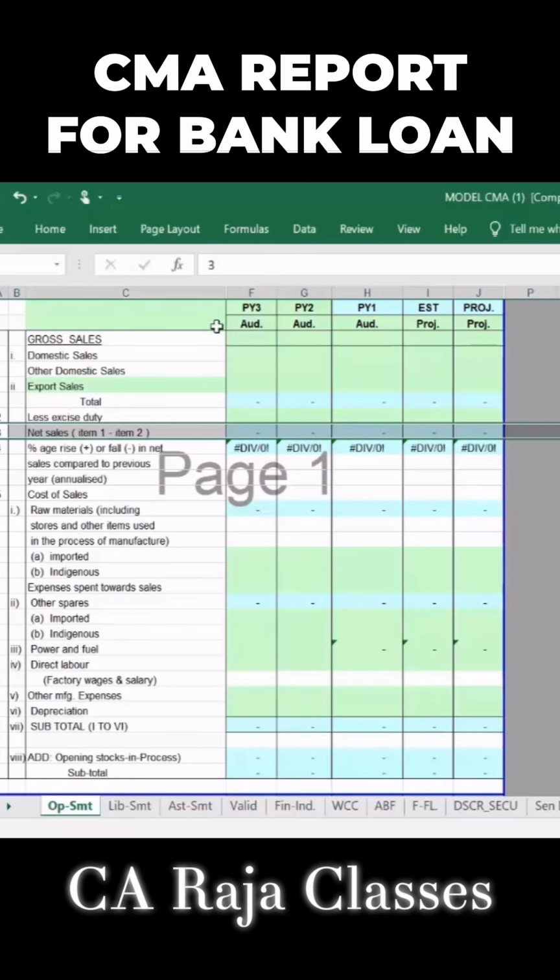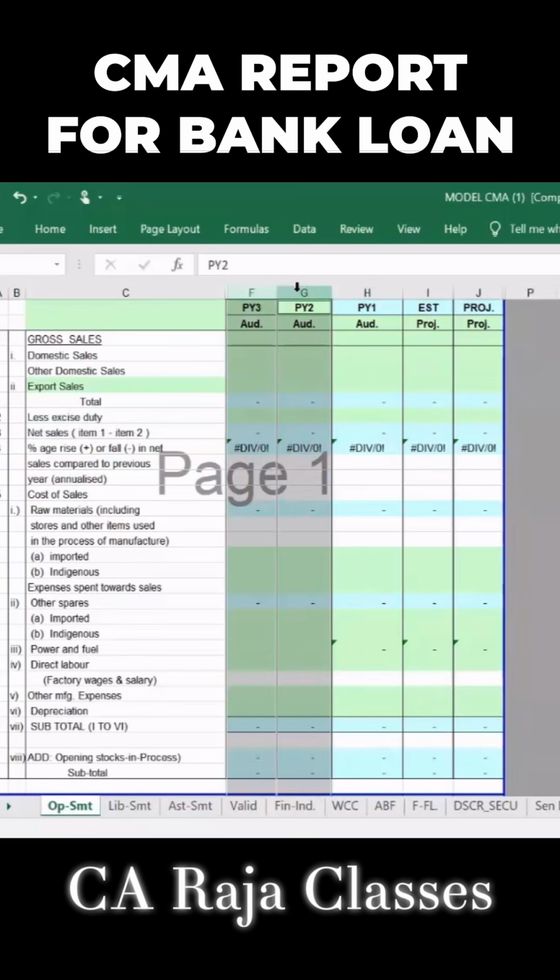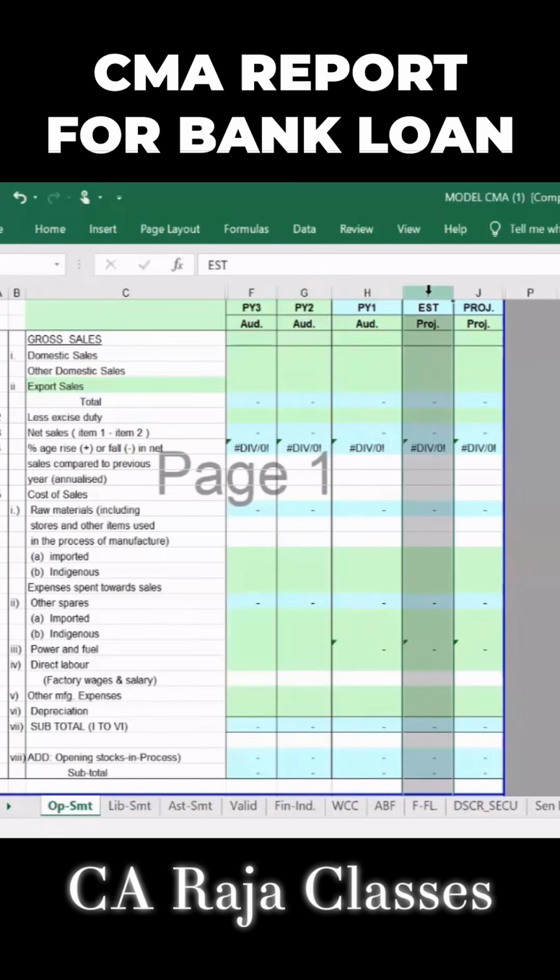And look at here, previous year 3, 2, 1. So past 3 years information will get captured, and estimate for the year they are working on, projection for the year after that. This 5 years information will generally get captured if it is a working capital proposal, and the period will go beyond if it is going to be a term loan proposal.